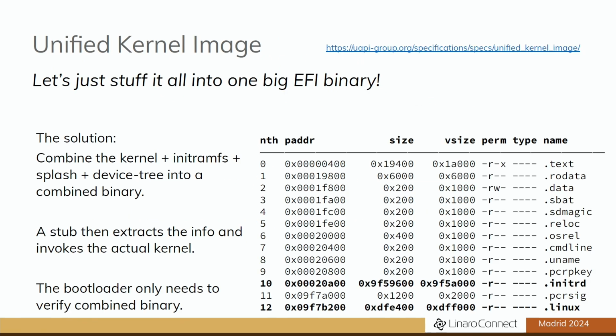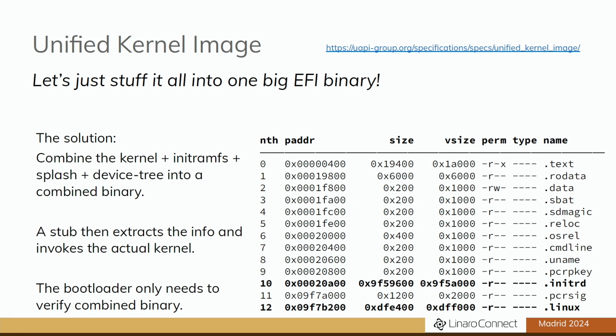But, well, why don't we just make one? That was what the systemd people thought. It's somewhat a practical solution. It feels a bit like a hack if you think about it first, but it works. So essentially what we're doing is building one big EFI binary that has a stub before it. And then we just put all the data in there. So we put the kernel in there, we put the initramfs in there.